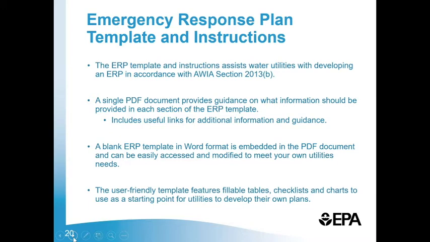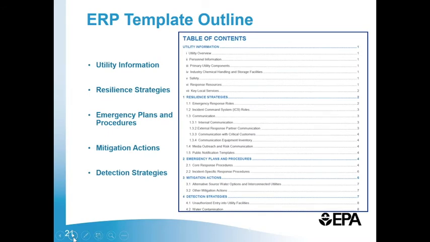You can see here on the screen the ERP template outline. This is what you'll actually see. The first section provides basic information about the utility itself, but then the next 4 sections, as you can see here, are pulled directly from what is required by the law: the resilient strategies, emergency plans and procedures, mitigation actions, and a section on detection strategies. So I'm going to go through these quickly.